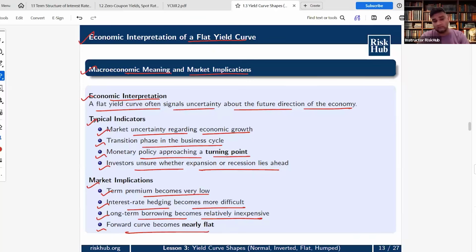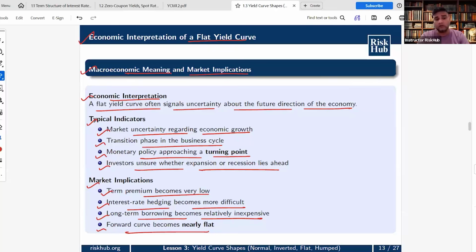So, what is on the slide? Four typical indicators, four market implications. The indicators are growth uncertainty, a business cycle transition, policy near a turning point, investors unsure about expansion or recession. The implications are a very low term premium, harder interest rate hedging, cheap long-term borrowing in relative terms, and a nearly flat forward curve.